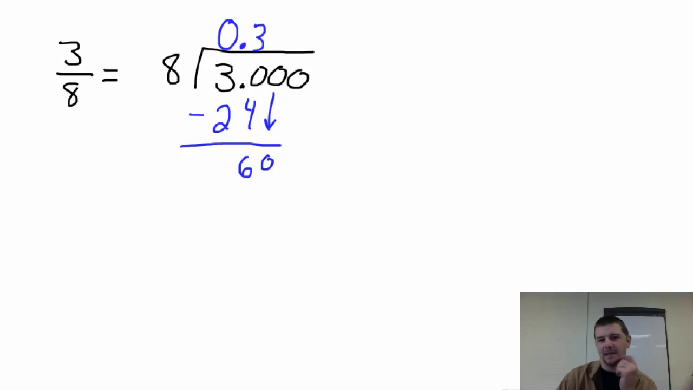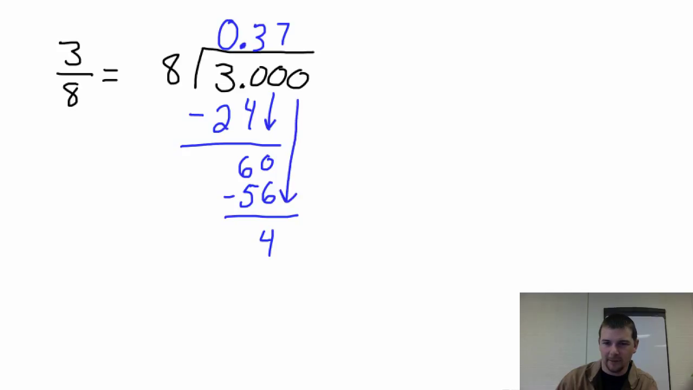8 goes into 60. Well, I know 8 times 8 is 64. That's one I've had memorized for a long time now. So it must be one less than 8. So 7. 7 times 8, 56. Subtracting 56 from 60, we're left with a difference of 4, dropping down the next 0.